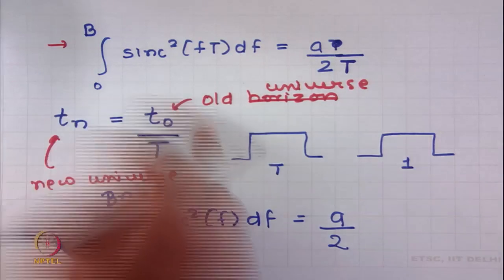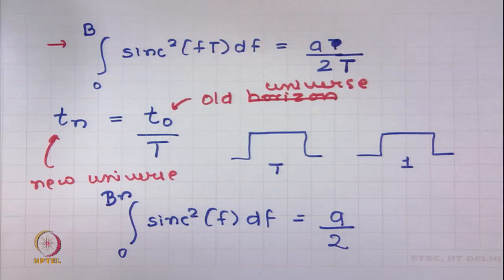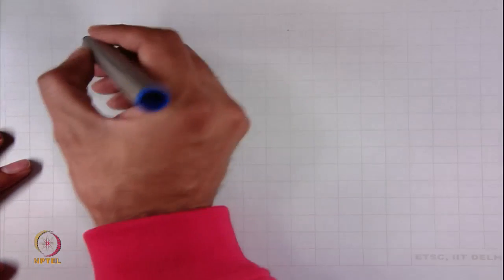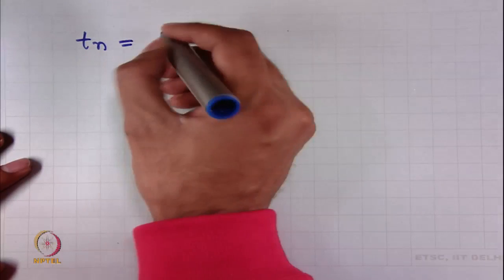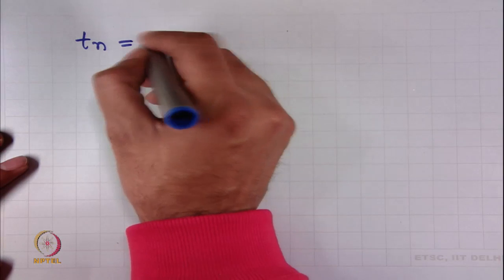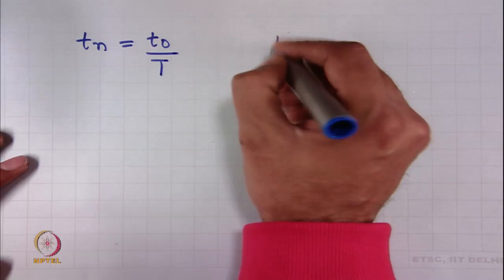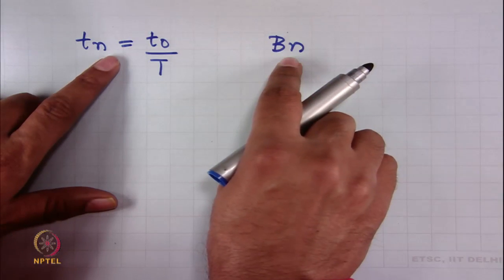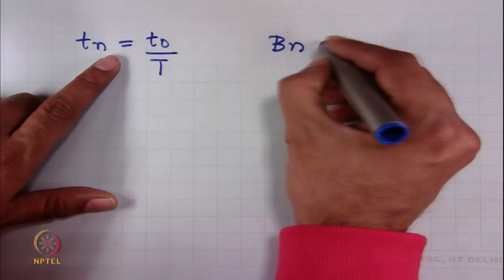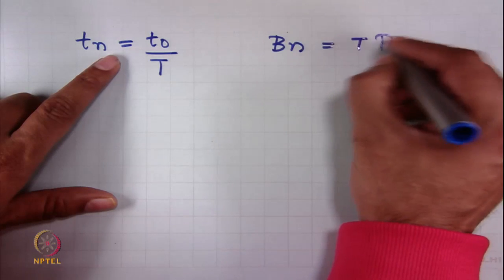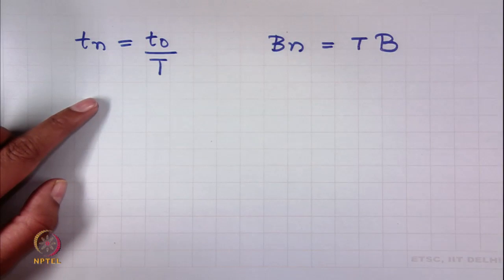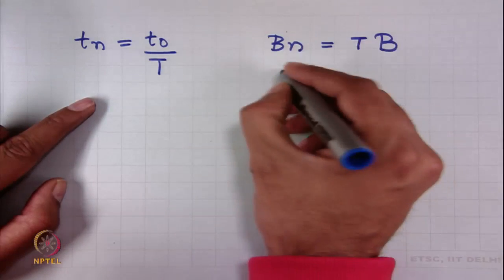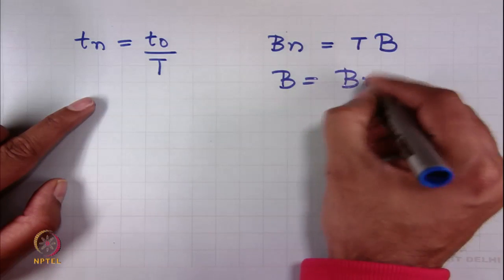Because you have changed your time scale in the new universe, your bandwidth will also change in the new universe, and because time and bandwidth follow a reciprocal relation, your bandwidth in the new universe would be t times the bandwidth in the old universe. So, if you have to find bandwidth in the old universe, it is nothing but B n by t.